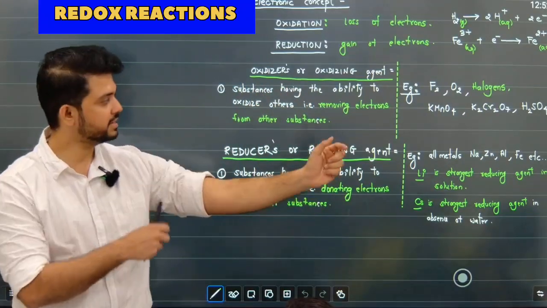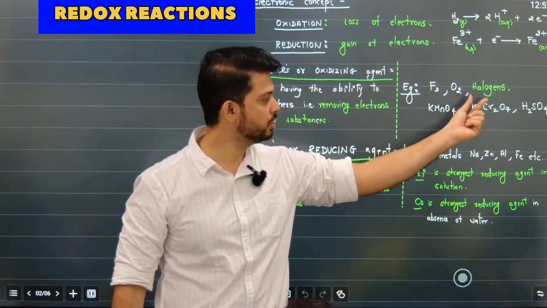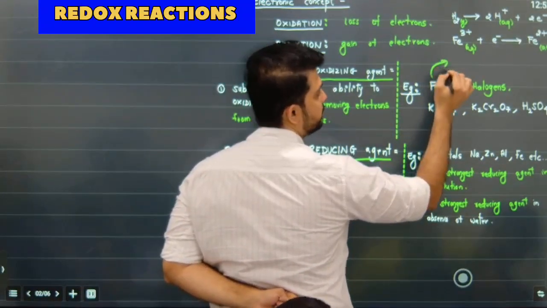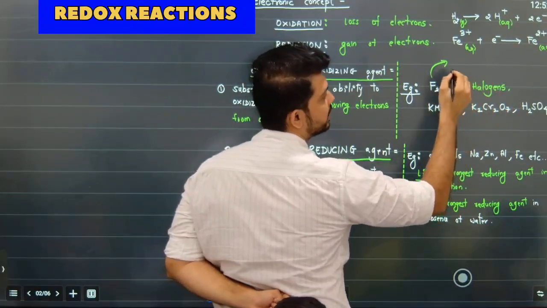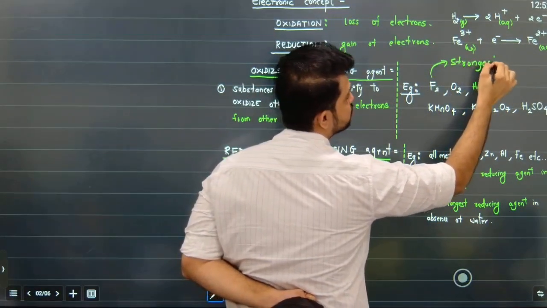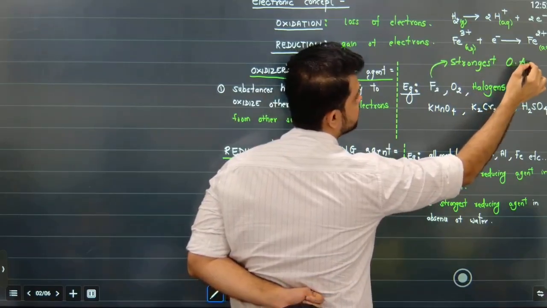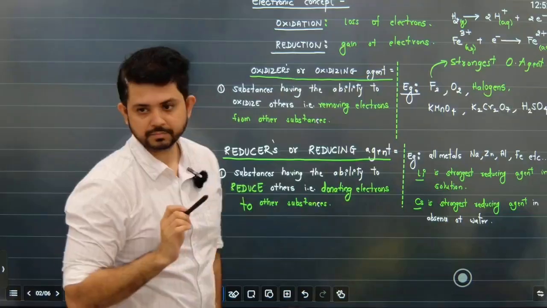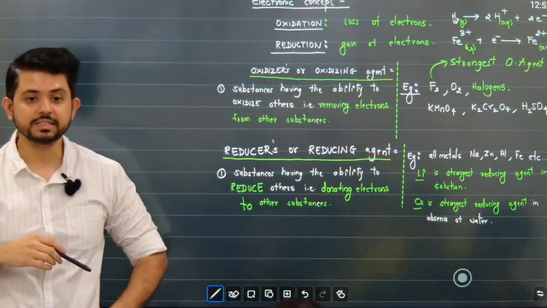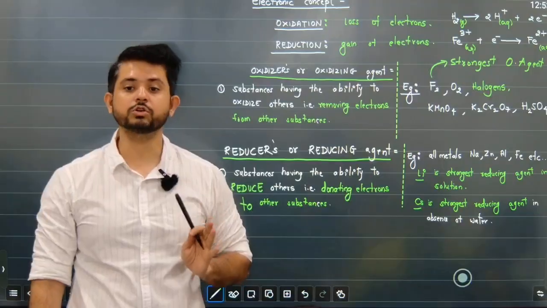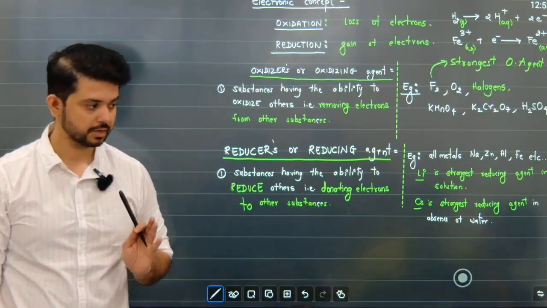Now, some examples I've written: F2, O2, halogens. Here, F2 or fluorine, we know that it's the most electronegative element in the periodic table. Also remember, it is the strongest oxidizing agent. Eventually we'll do the activity series or electrochemical series. There we have to remember that F2 is the strongest oxidizing agent available.